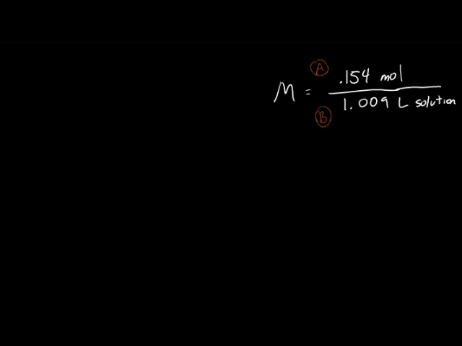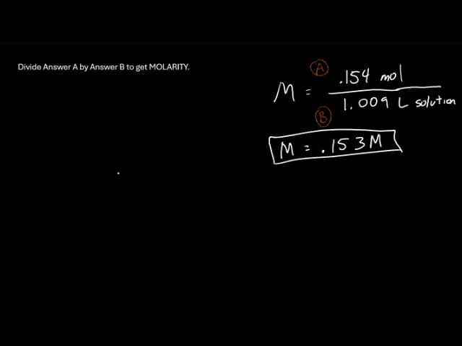Now that we have both the answer to A and B, all we need to do is divide. So go to your calculator and divide the two numbers. We'll get an answer very close to the numerator. Our molarity will be 0.153. And when we represent the units, we represent them with a capital M. So our isotonic solution has a molarity of 0.153.